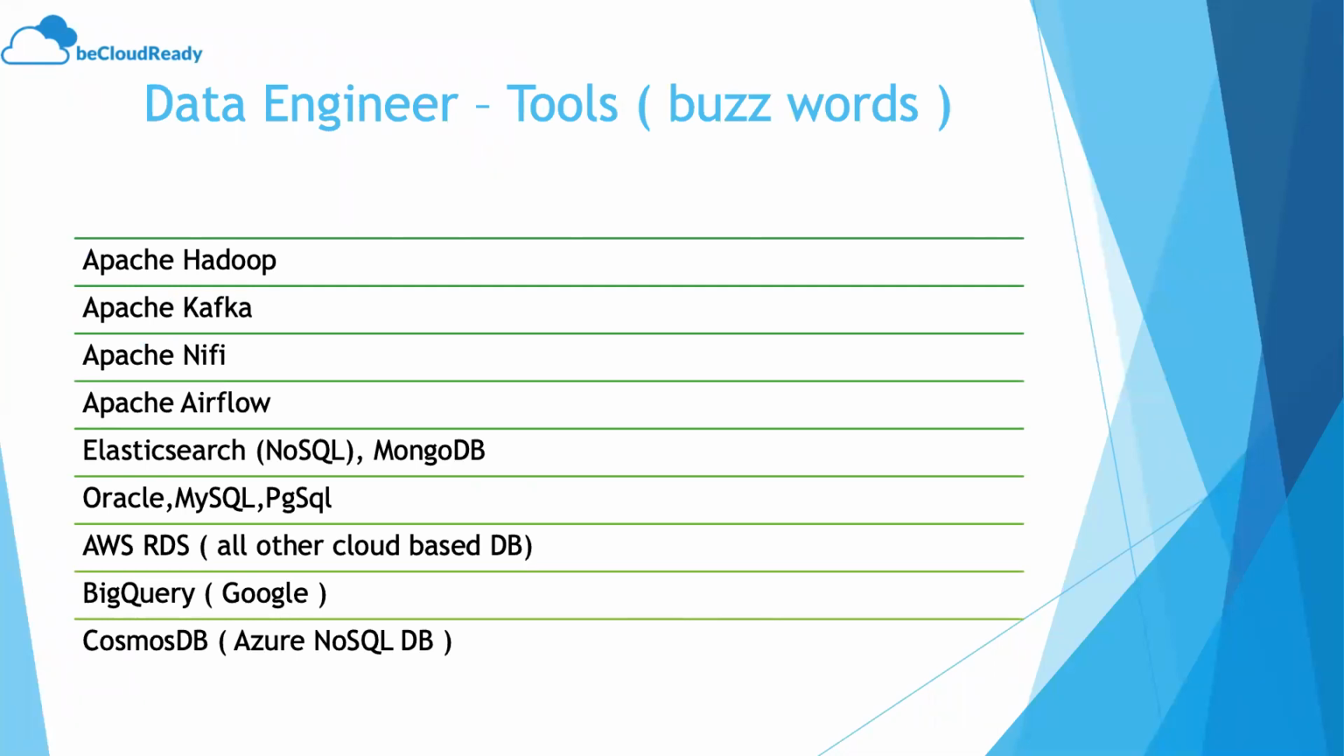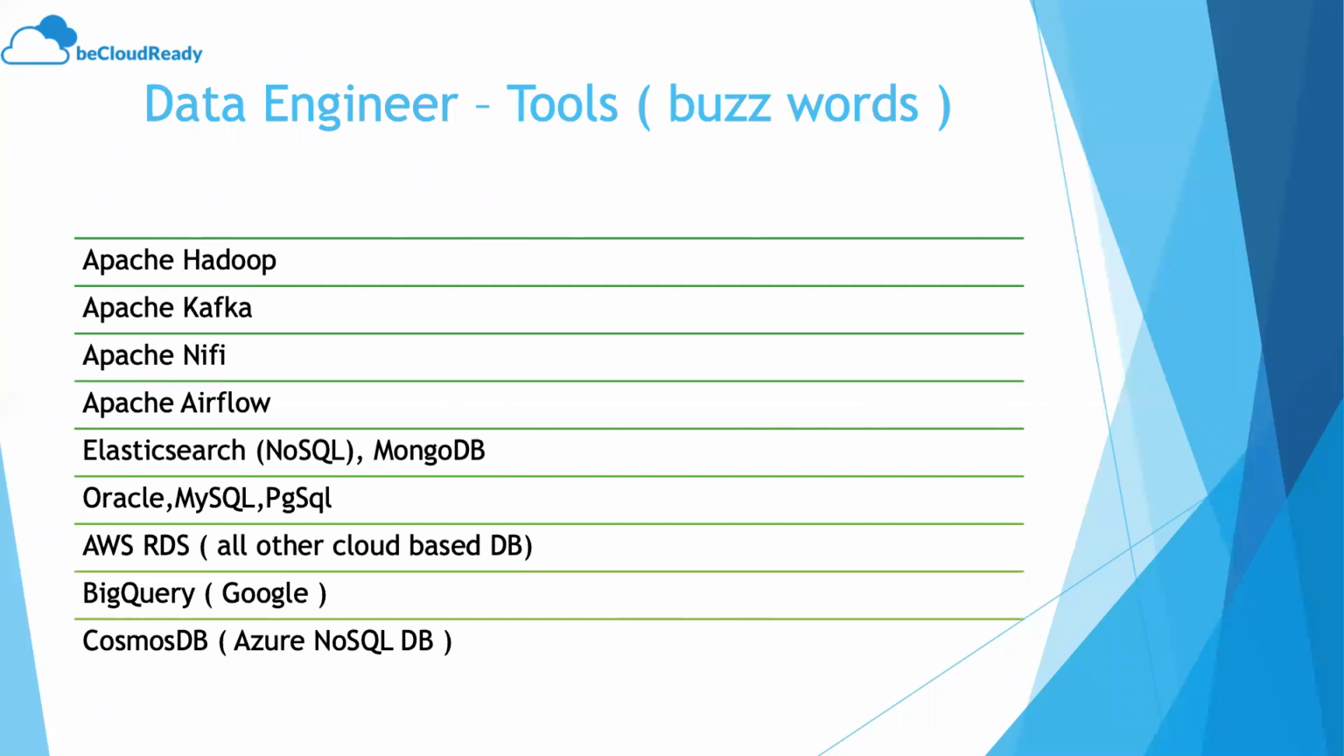Data engineer tools, all buzzwords. You must have heard Apache Hadoop, Apache Kafka, Apache NiFi, Airflow, Elasticsearch, NoSQL databases like MongoDB. Of course, our old friends Oracle, MySQL, PGSQL, Teradata, AWS RDS. RDS is their relational cloud database. So basically, if you want to use MySQL in Amazon, you can go to RDS and it's ready to use, kind of thing.